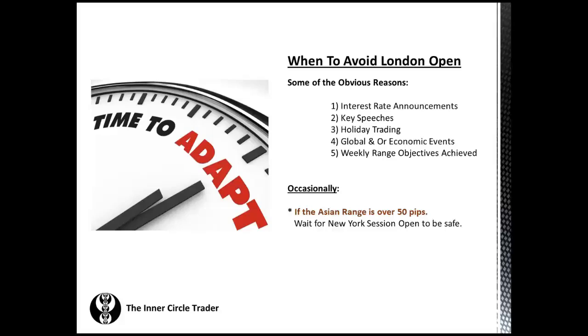And occasionally, if the Asian range is greater than 50 pips, I will just wait for the New York session to open. So anything greater than 40 kind of puts me on the sidelines, either expecting a real deep optimal trade entry back in the Asian range for London Open, or I just simply wait for the New York session, because it's much easier to trade that and let the smarter people figure out what London's doing.